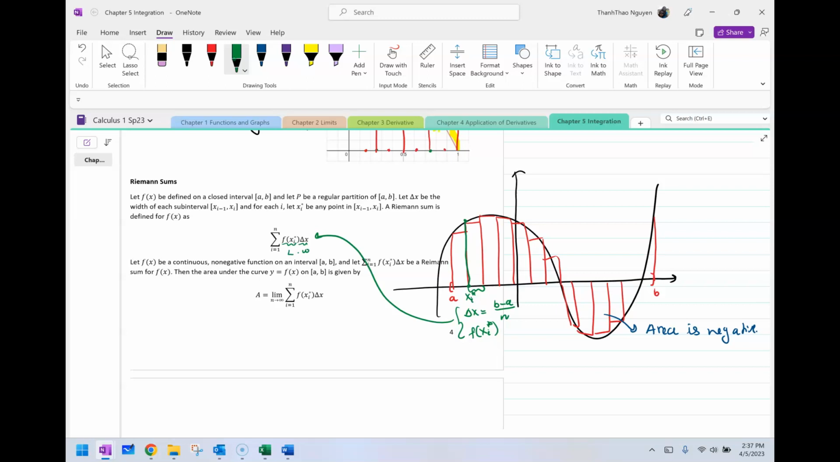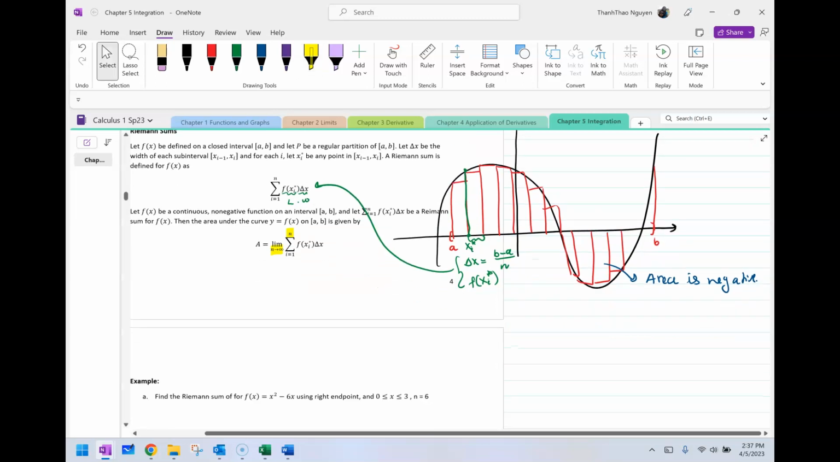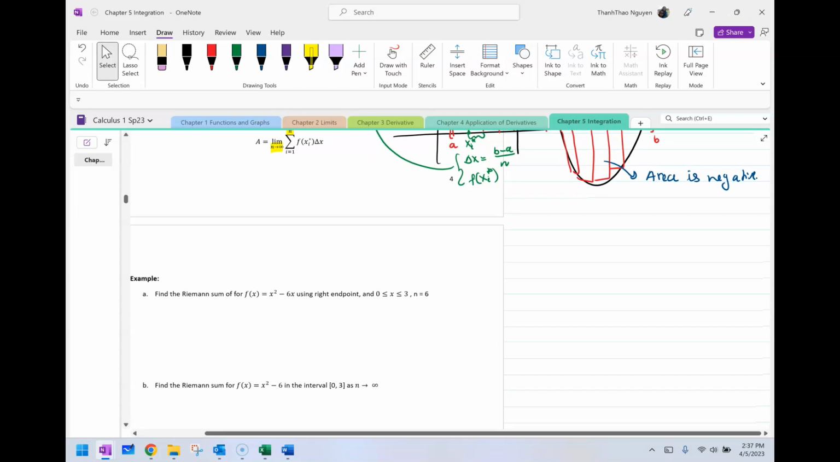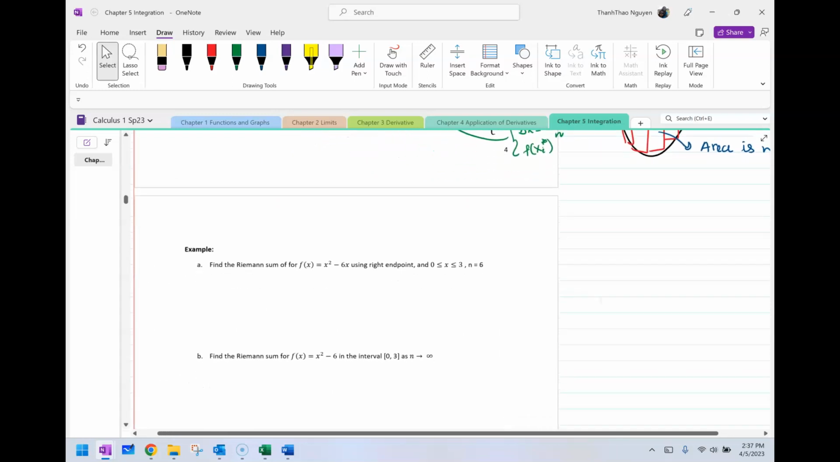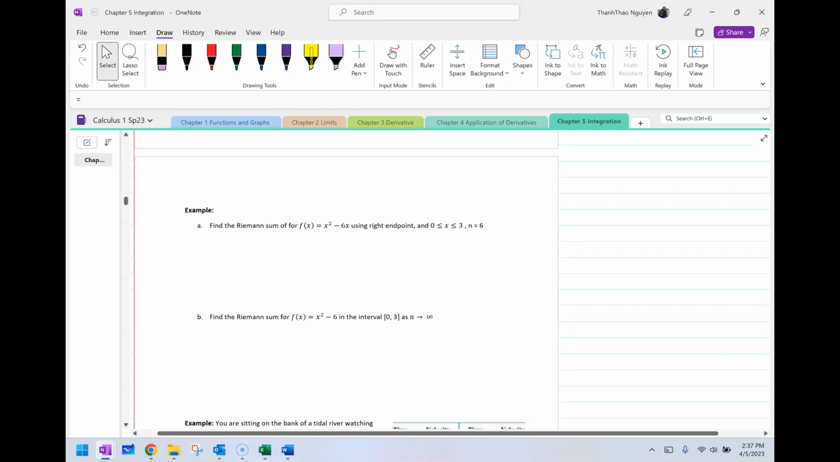Now, if we let n approach infinity, we divide each of those intervals to be as small as possible and let the number of rectangles go to infinity, then the limit as n approaches infinity of the Riemann sum will give you the area underneath the curve. Let's see how that would work. First, we want to find the Riemann sum for f of x equals x squared minus 6x using the right endpoint, on the interval from 0 to 3, for n equals 6.